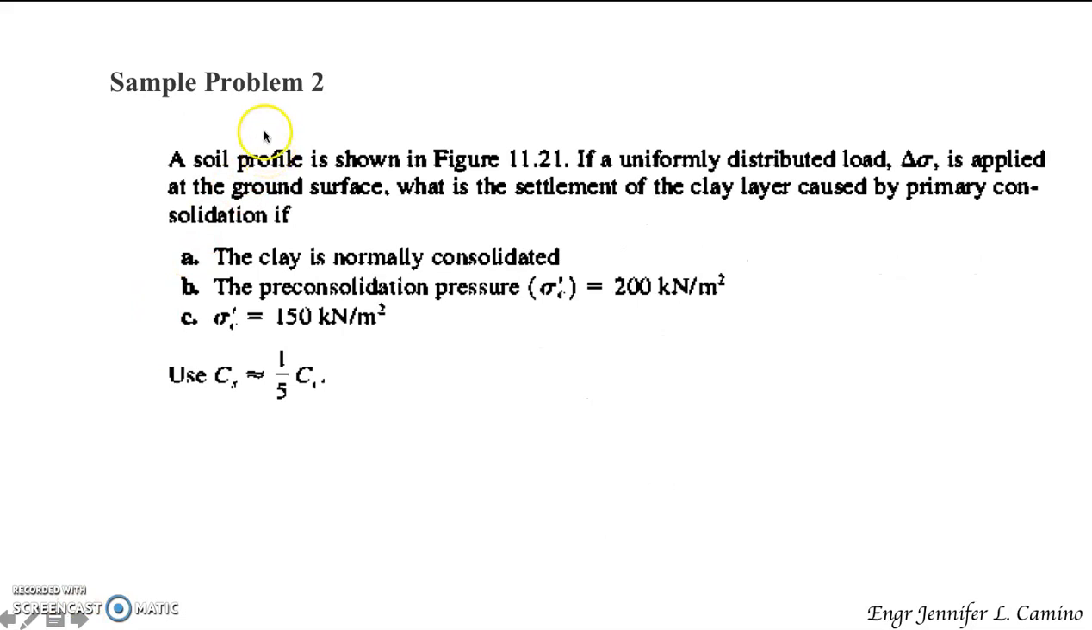Then for our sample number 2, a soil profile is shown in figure 11.21. The uniformly distributed load delta sigma is applied at the ground surface. What is the settlement of the clay layer caused by primary consolidation if, first, the clay is normally consolidated; second, the preconsolidation pressure sigma sub c prime is 200 kN per meter squared; and third, the preconsolidation pressure is 150 kN per meter squared. Of course, swell index is approximately 1/5 of the compression index.